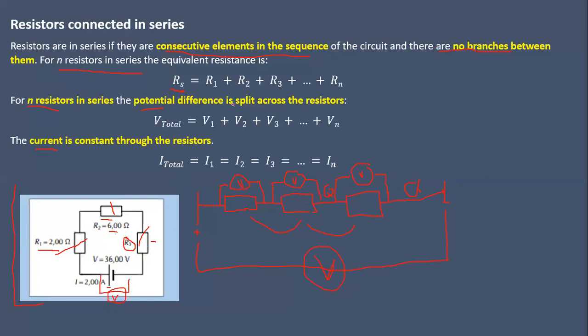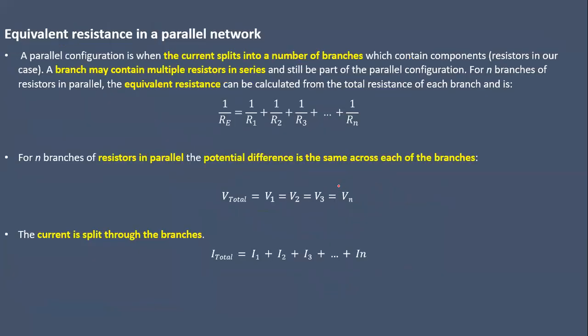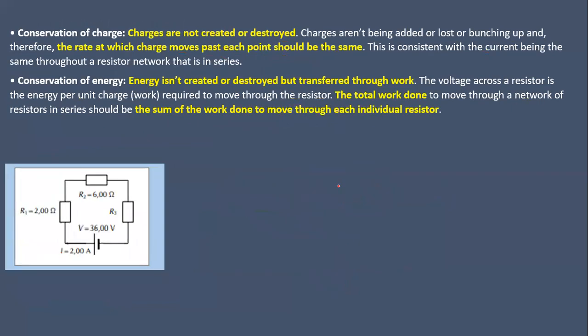So remember, for resistors that are connected in series, they are potential dividers. They divide the total potential that is supplied by the battery, but the current between them is essentially the same. So to explain this a bit further, we can use the law of conservation of charge. So they are saying that charges are not created or destroyed.